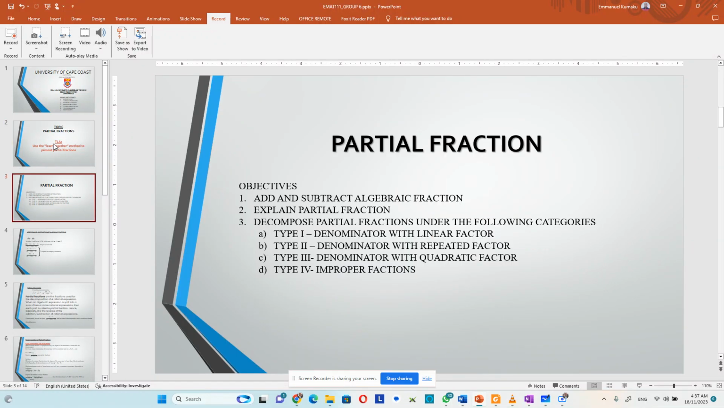So the purpose of this slide is that the objective is to add and subtract algebraic fractions. That is not even the main objective of partial fractions, but we shall use that to delve into the explanation of partial fractions. And that's the second objective: explain partial fractions. Then we'll look at the decomposition of fractions, partial fractions, under the following categories: type 1, type 2, type 3, and type 4.